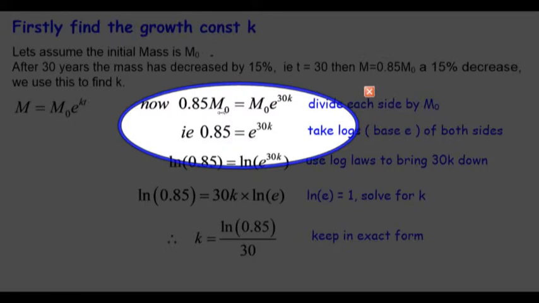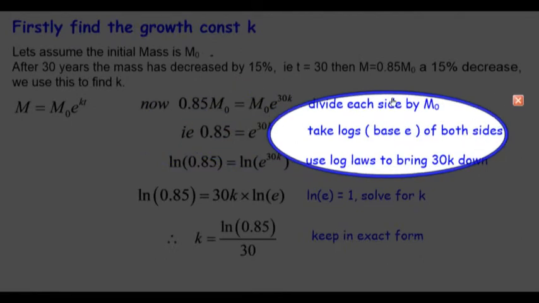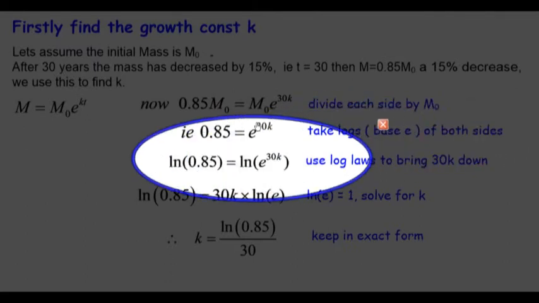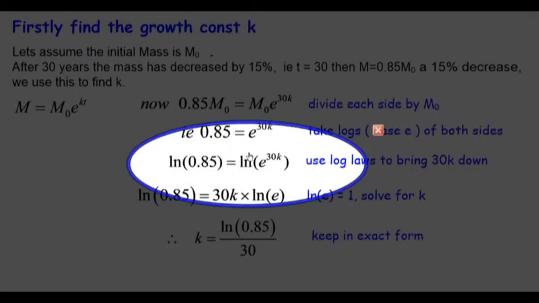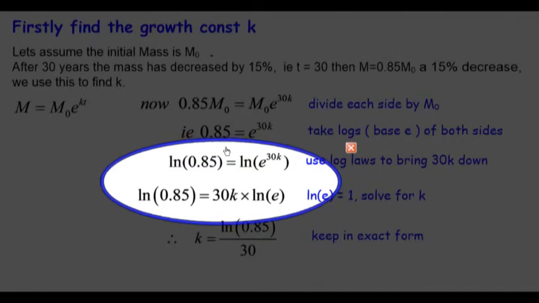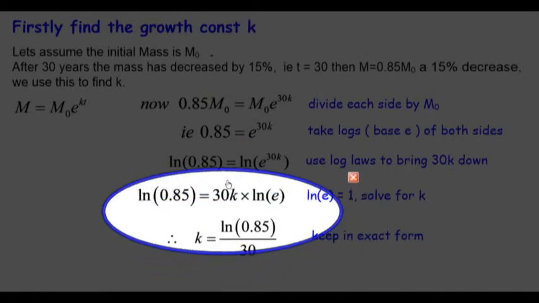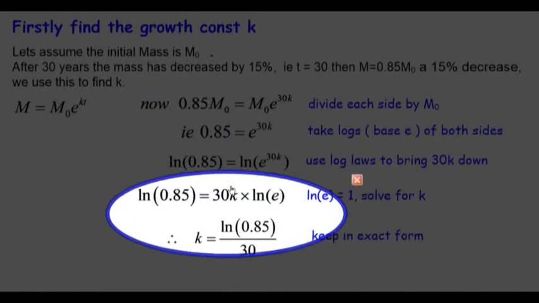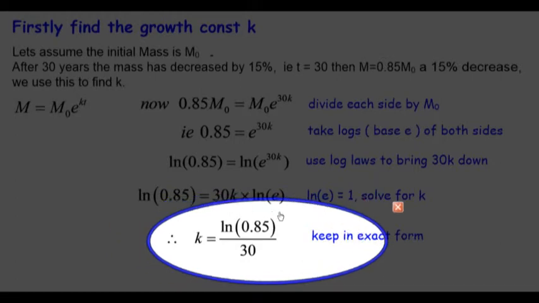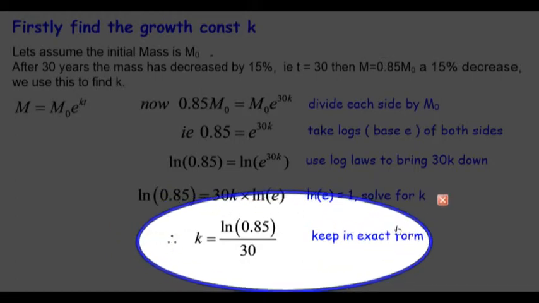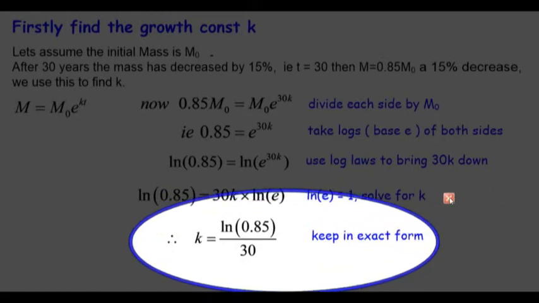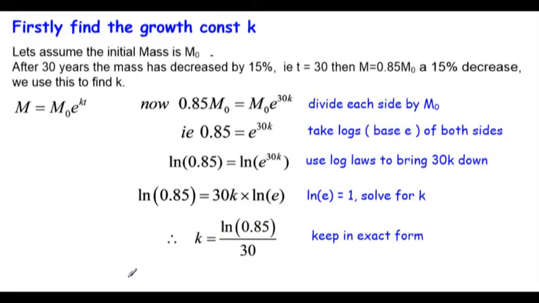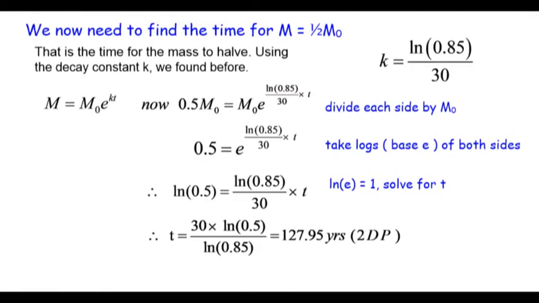Then we've got to get the k down. We could just take the logs of both sides and bring the 30k down. You can see here ln e is 1, and then we just solve for k. We divide everything by 30, and we keep it in exact form. You can see here, this is the exact form. So we're going to keep the k constant in exact form.